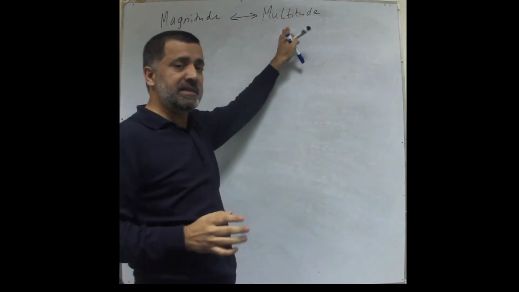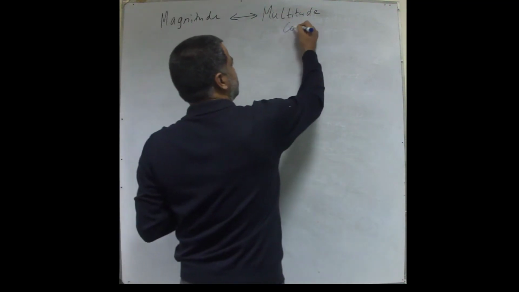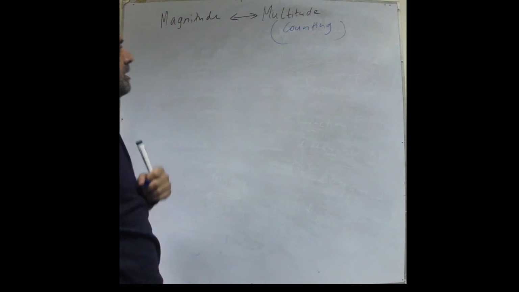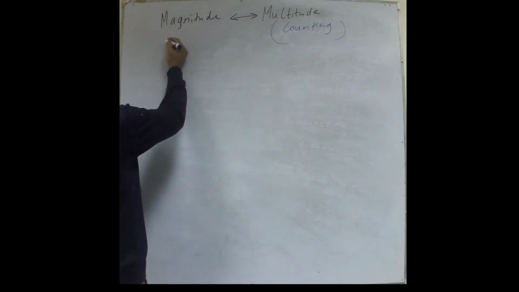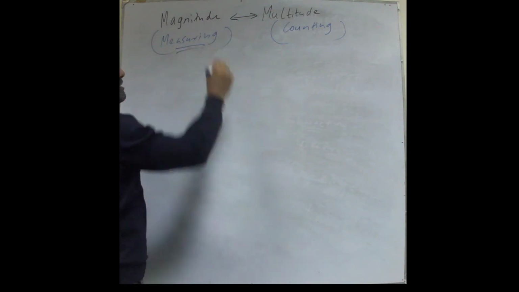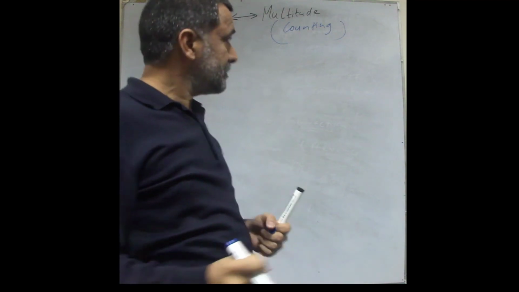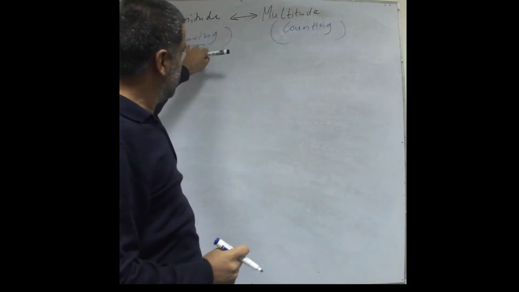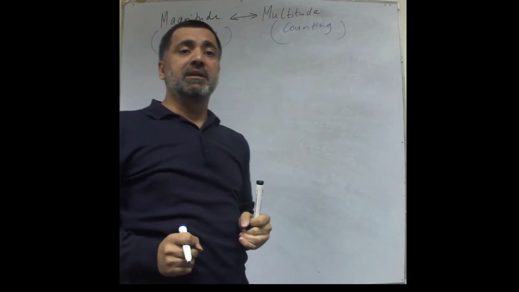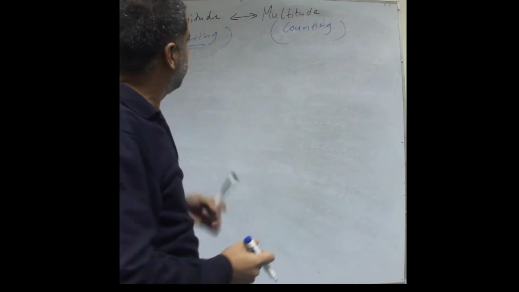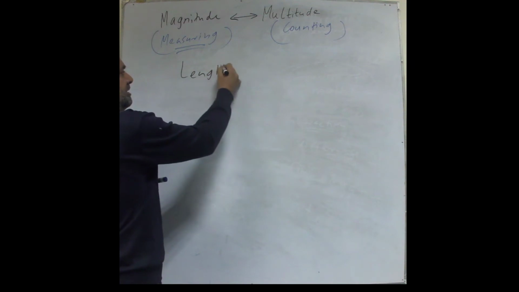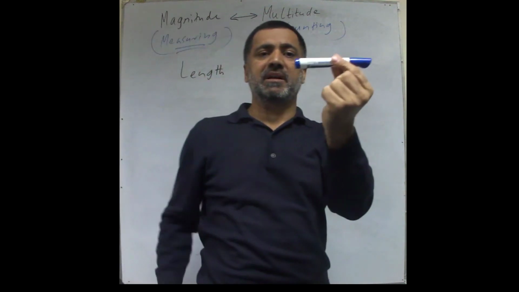So a multitude is a result of counting. Whenever you are counting objects, the result will be a multitude. And this is a result of measuring. Measurement. Of course, this is more complicated because there are phenomena which cannot be dealt with simply by counting because there are no objects to count. So examples of magnitude will be, for example, length. You want to know how long this marker is.